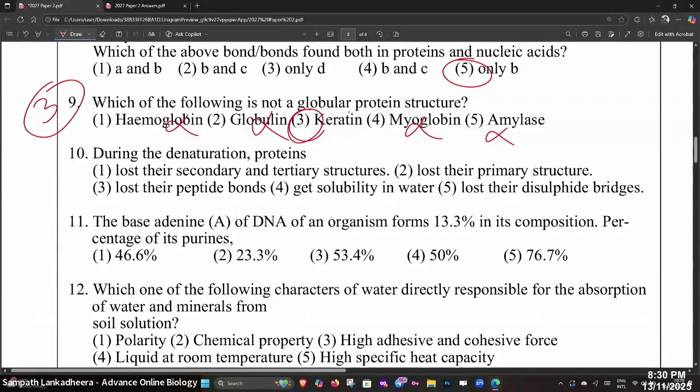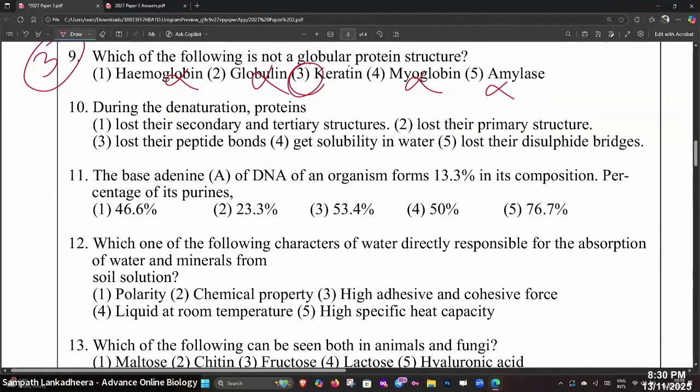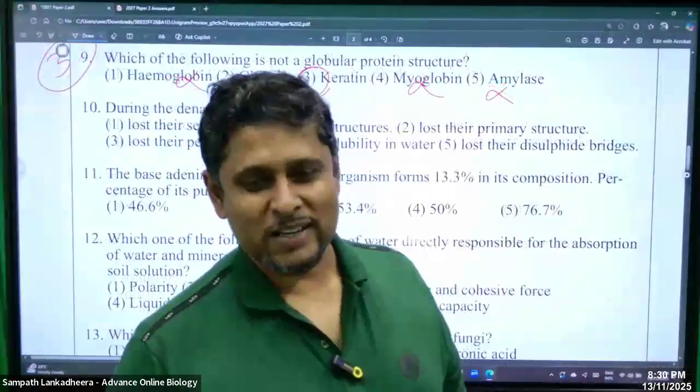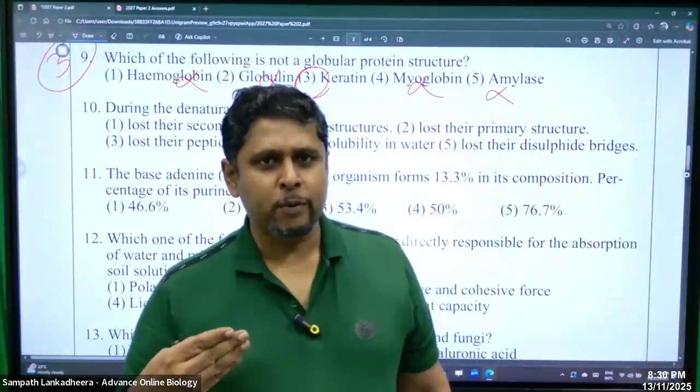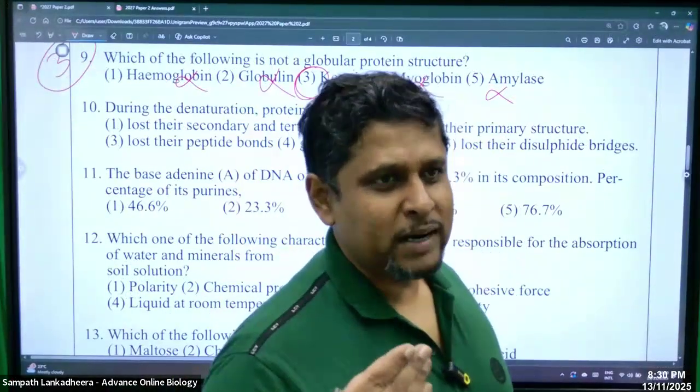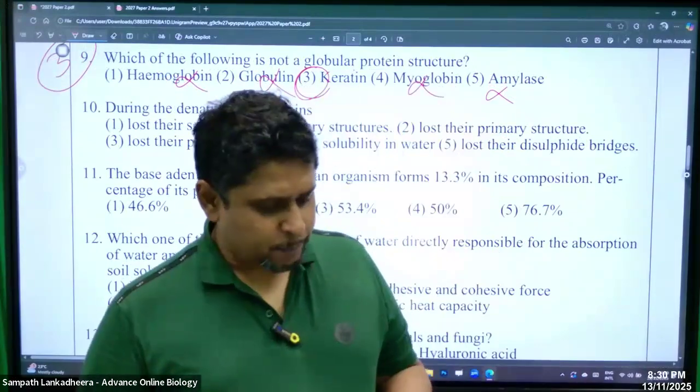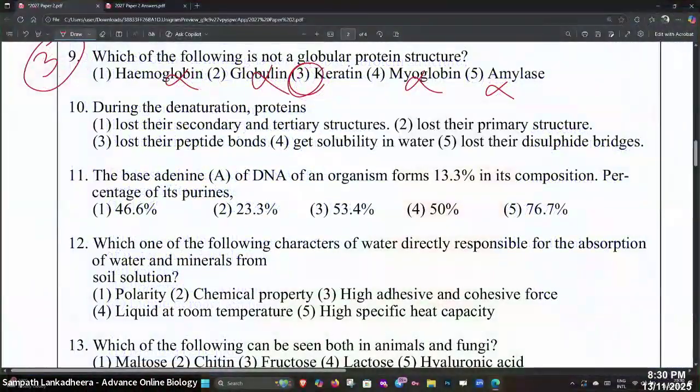Question number 10. During denaturation of proteins, what is protein denaturation? The natural conformation of the protein is lost, that we call protein denaturation. Loss of secondary and tertiary structure, possible. Loss of primary structure, no, they maintain the primary structure. Loss of peptide bonds, wrong. Peptide bonds are primary structure. Gets solubility in water, wrong.